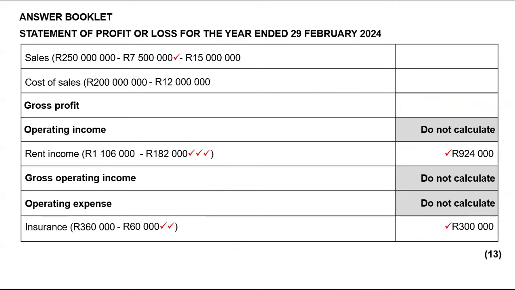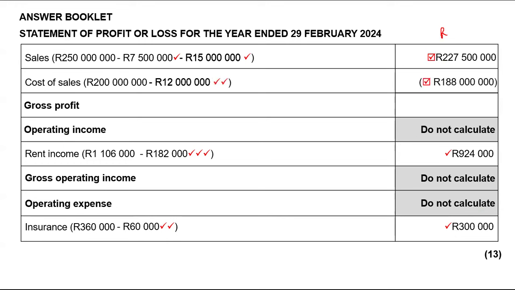So what I'm going to do now is just add everything up. When I take 250 million minus 7.5 million minus 15 million, I prefer to write the range, or you can just write them here at the top, and then you don't have to write them like I've done. It'll give me my income, which is 227,500,000.